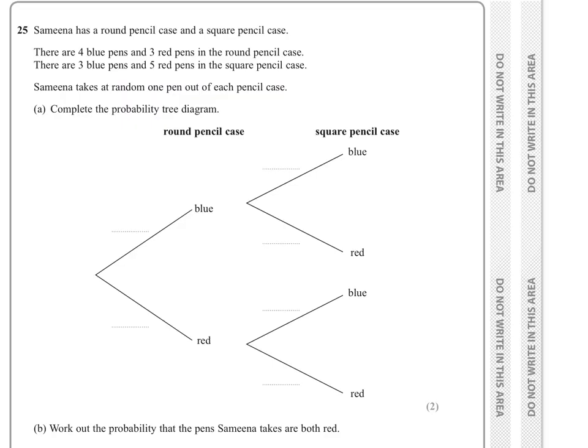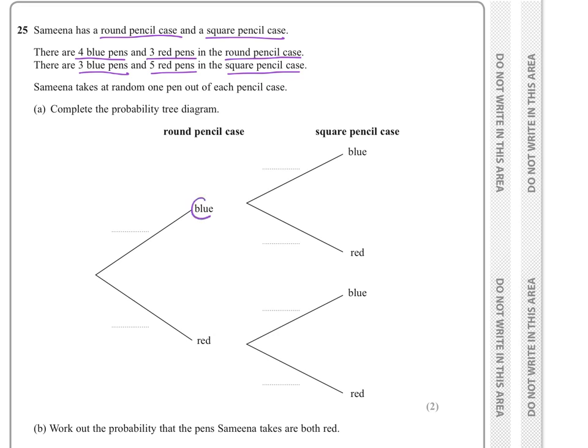Question 25. Samina has a round pencil case and a square pencil case, and there are 4 blue pens and 3 red pens in the round one, and 3 blue and 5 red in the square one. So Samina takes at random 1 pen out of each pencil case. We've got to complete the probability tree diagram.